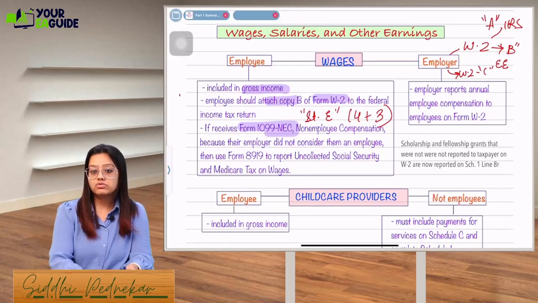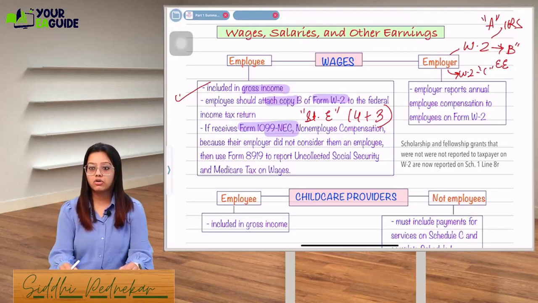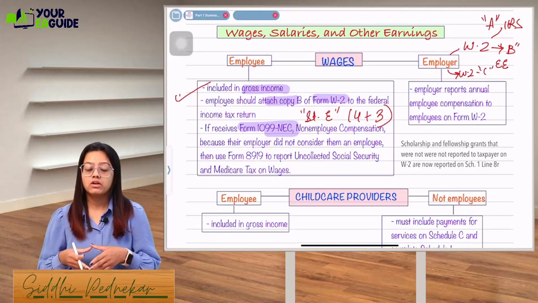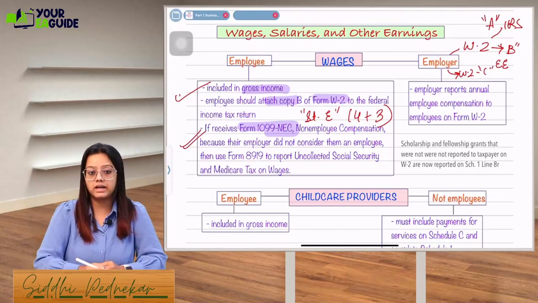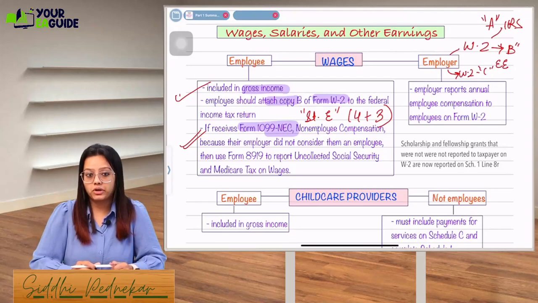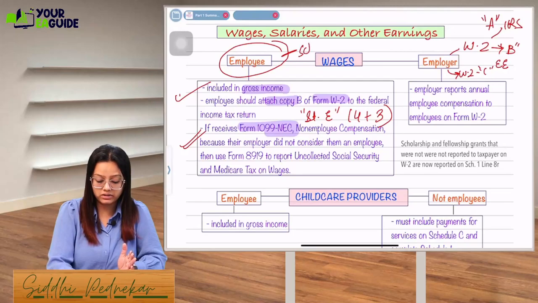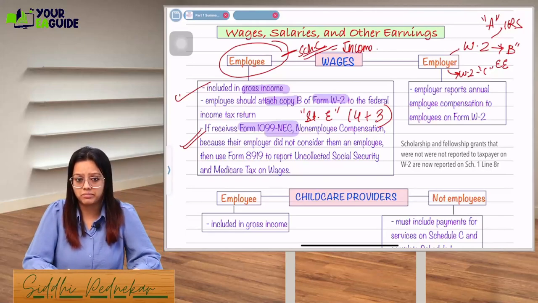So when you receive a W-2 form as an employee, you include it in gross income. Second thing is the employee should attach copy B of the W-2 to the return. Third thing is if you receive a 1099-NEC, it will be non-employee compensation. It will be reported by the employer to the employee, but the employee will not include it on the W-2 form, but it will be included on Schedule C as income. What is Schedule C? Schedule C is related to business income, right?